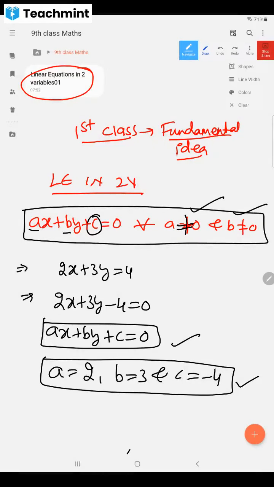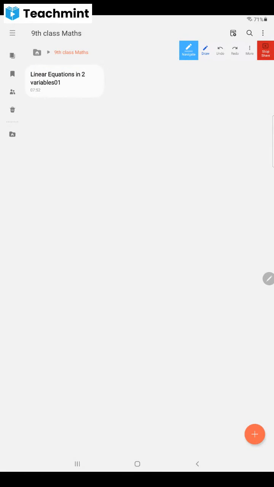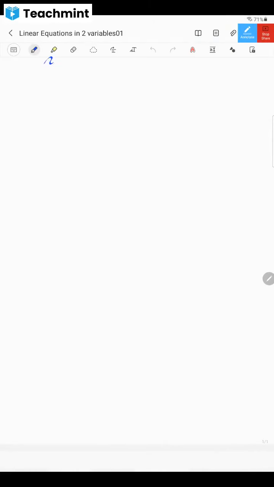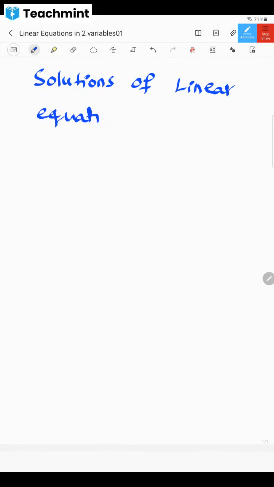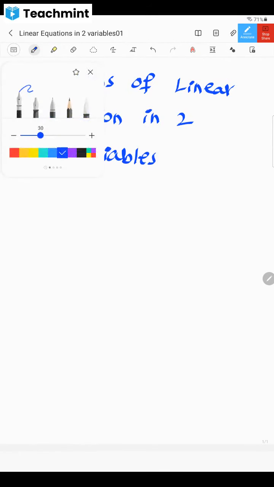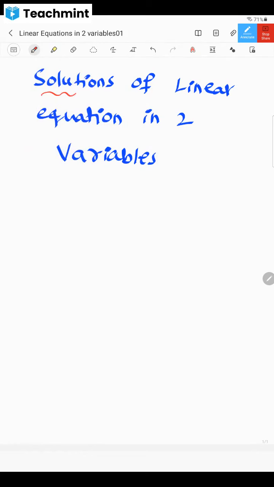Now, getting into solutions. There is a concept called solutions of this linear equation in two variables. Whatever linear equation in two variables we have, what kind of solutions they are going to have is very important.